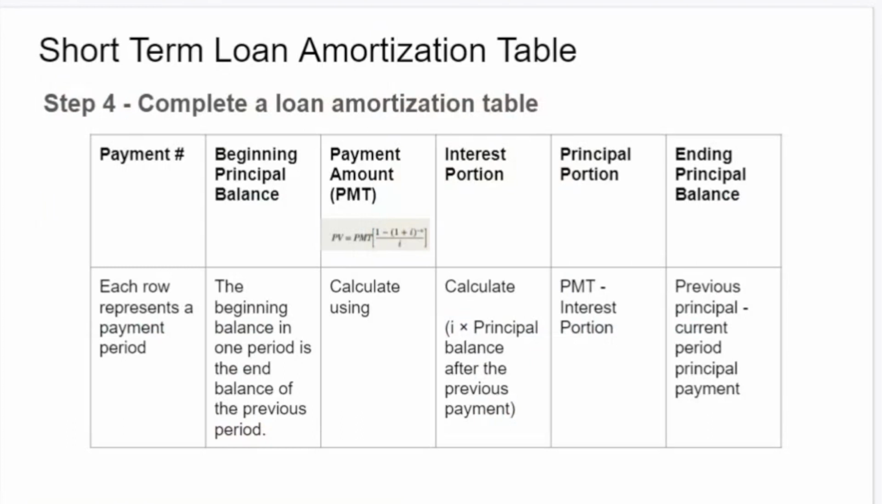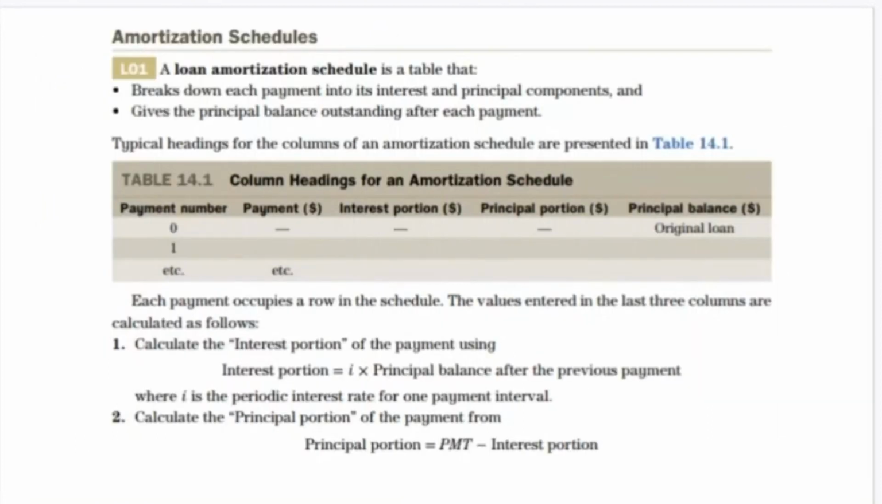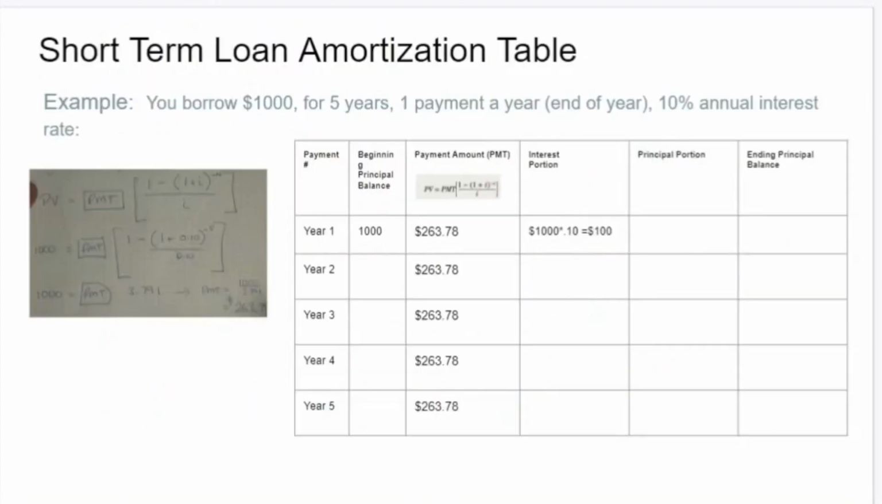So with that bit of, I'll call it table setup, we can take a typical example. And these slides that I have here just explain exactly the same thing. I just pulled them right from the book. So here, for example, is this example that I've been throwing out for the last little while. Borrow $1,000 for 5 years, 1 payment per year, 10% annual interest rate.